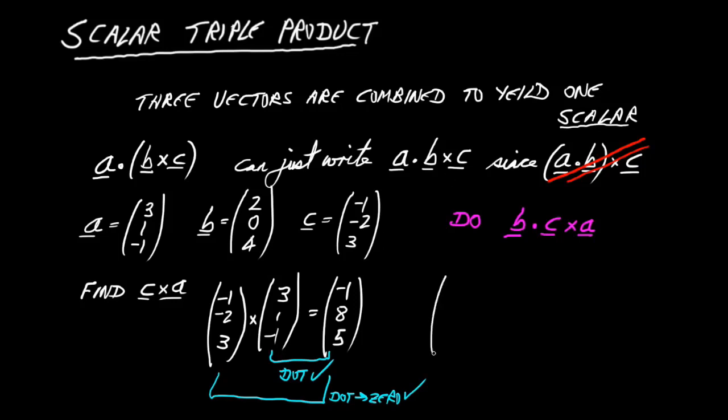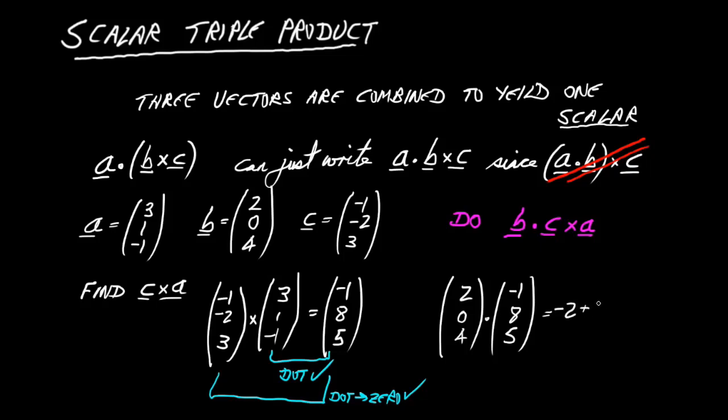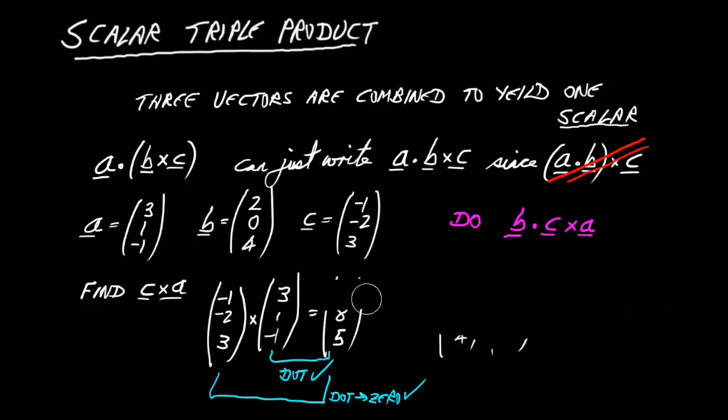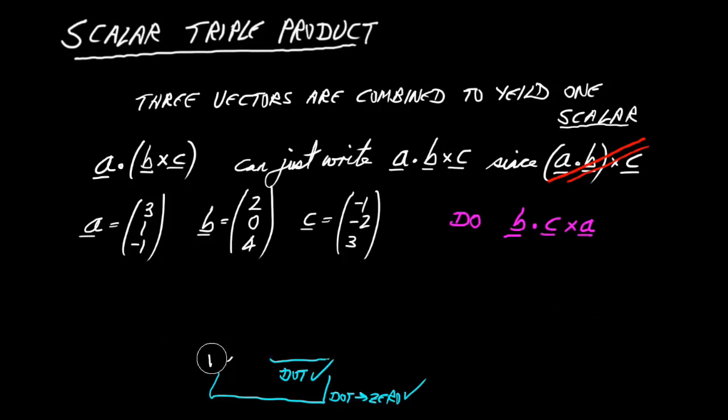We now need to complete it. So what we're doing is B, which was 2, 0, 4, dotted with what we found, the cross product -1, 8, 5. So we go ahead and evaluate this, -2, 0, and 20, 18 again. All right. So our second example has also given us 18. Does this mean that it doesn't matter in which order we do the elements of the scalar triple product? Let me just write down the answer to that, and then we'll look at it.